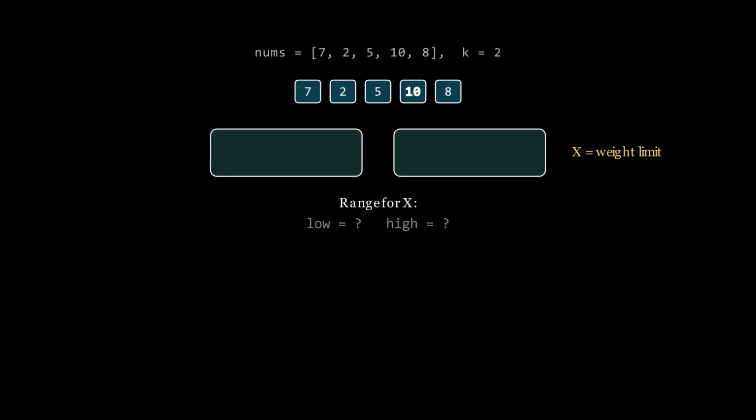We want to try different weight limits and find the minimum x that works. What range should we search? Call the bounds low and high. We can't go below the largest single weight, or that weight won't fit. So low is 10. We never need a limit above the total weight, that's 32, so high is 32.